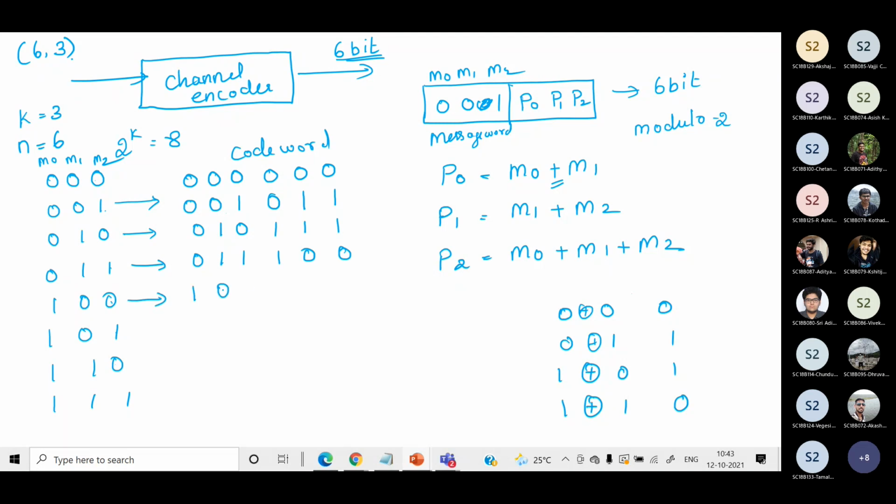Next, 1, 0, 0: the first two give 1, the next two give 0, all 3 give 1. Then 1, 0, 1, then 1, 1, 0, and 1, 1, 1, and so on for the remaining message words. Like this, we generated the code words.